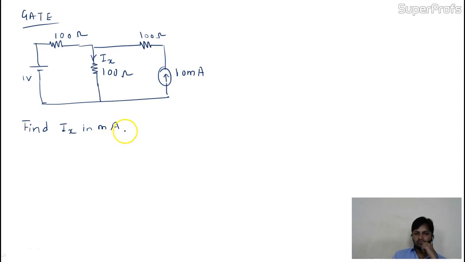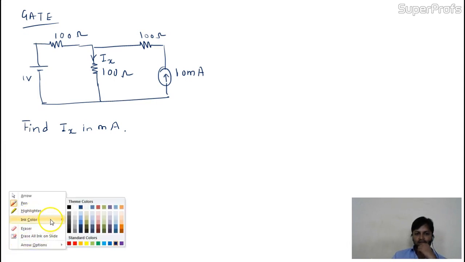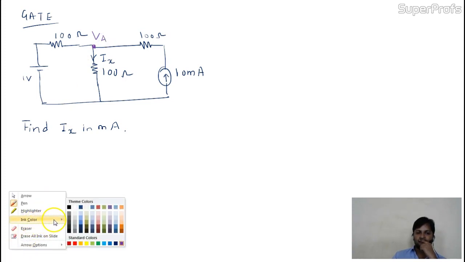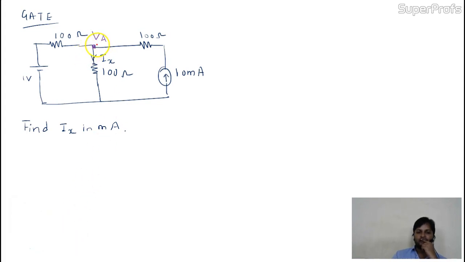Okay, this was the question. Now again, you can see it's very simple. We can solve by node analysis again. We'll assume this VA. Okay, let me change the color. VA, we'll write KCL at node A. Is it okay?